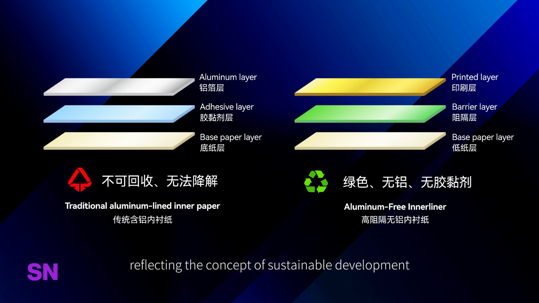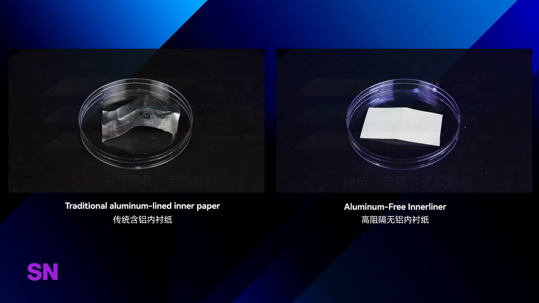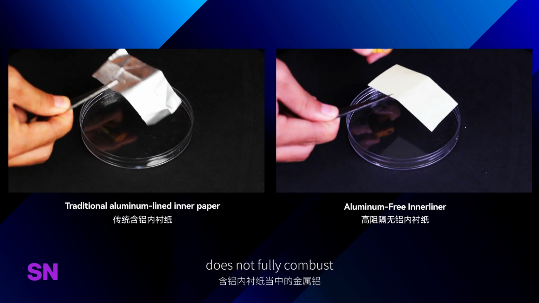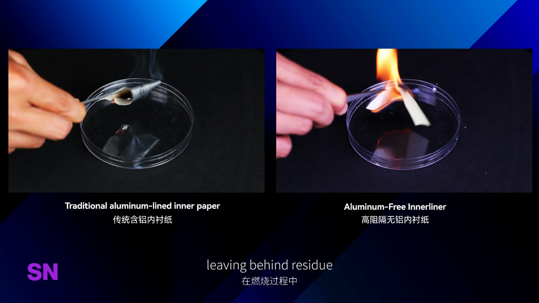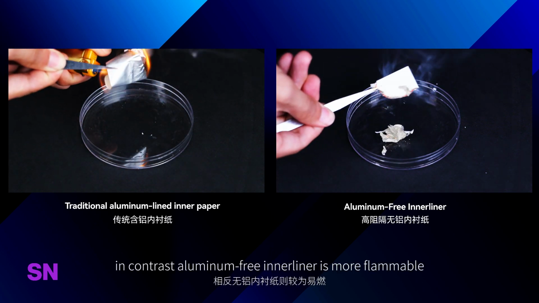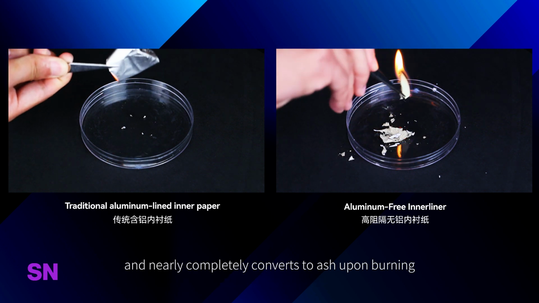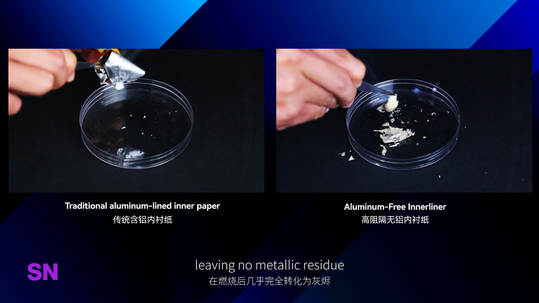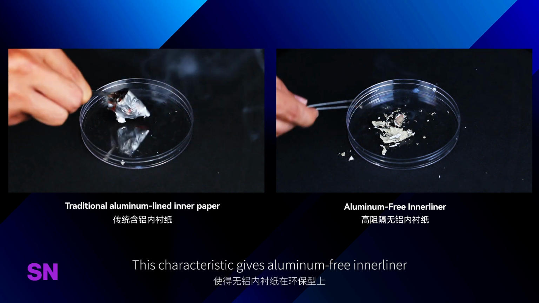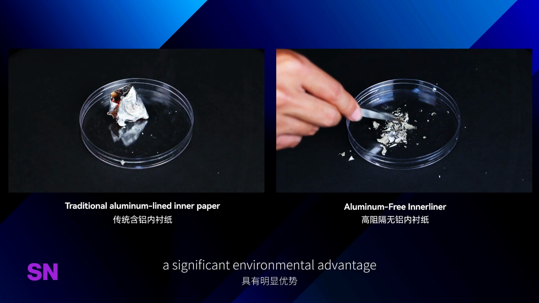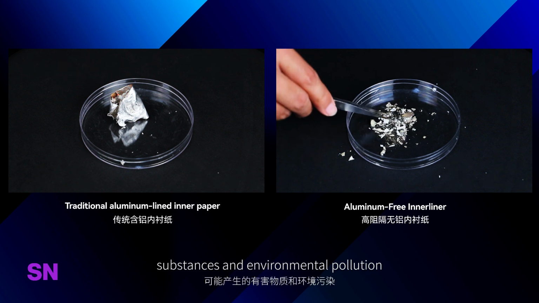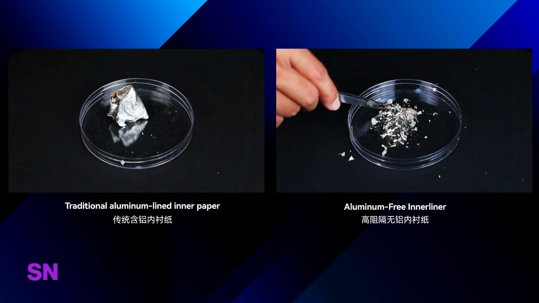concept of sustainable development. Burning tests showed that the metallic aluminum in aluminum inner liner does not fully combust, leaving behind residue. In contrast, aluminum-free inner liner is more flammable and nearly completely converts to ash upon burning, leaving no metallic residue. This characteristic gives aluminum-free inner liner a significant environmental advantage, as it reduces the harmful substances and environmental pollution that may arise from combustion.